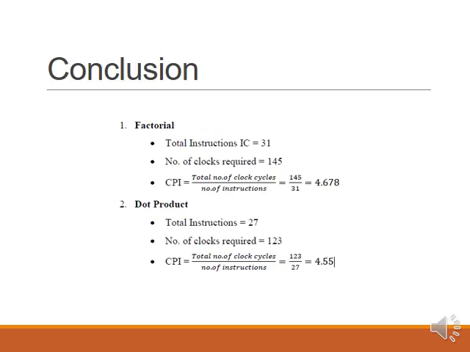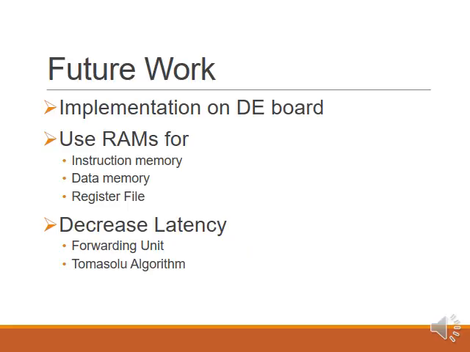So my conclusion over here is that I found the total instructions for factorial is 31, the number of clocks required is 145, and the CPI, that is the total number of clock cycles per number of instructions, I'm getting for factorial is 4.678, which is not that bad, and for dot product I'm getting 4.55 in similar fashion. So what is the future work in this project?